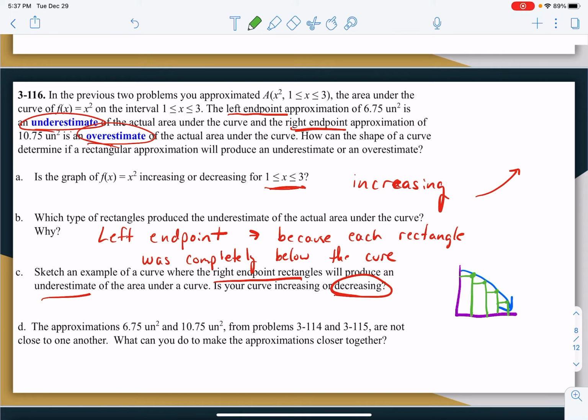So when evaluating area under a curve with an underestimate and an overestimate, what can I do to make these approximations closer together? One option might be to average the values. I could use more rectangles. The smaller the rectangle, the closer I'm going to be able to draw a rectangle to my curve, which will give me a better approximation of the area.